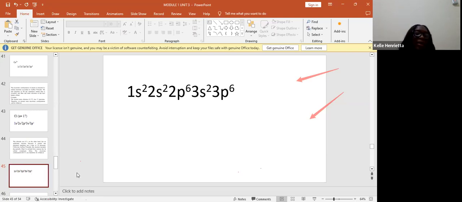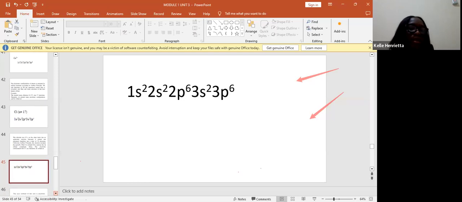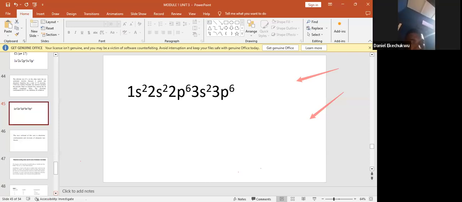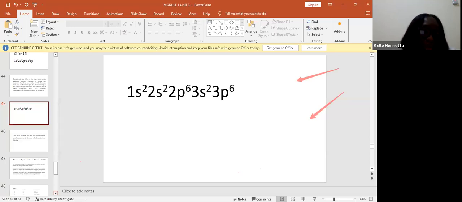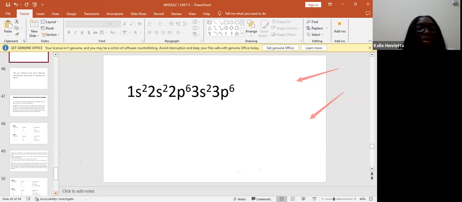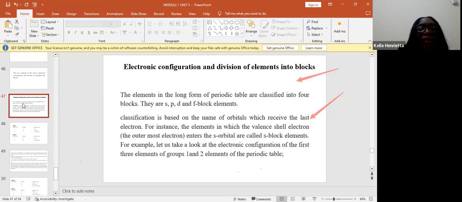Before we take a break, let's just round up. I want to say if you have a question, you can ask. Now, we want to look at the last subheading in this unit 3, which talks about the distribution of the elements into blocks. Electronic configuration and division of elements into blocks.